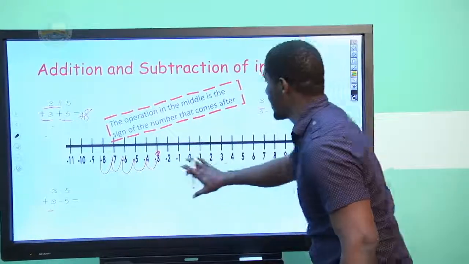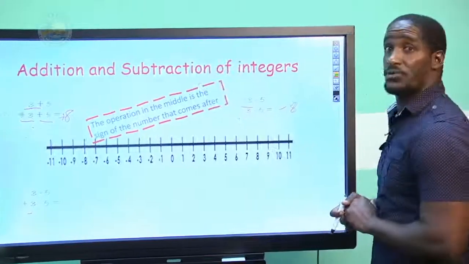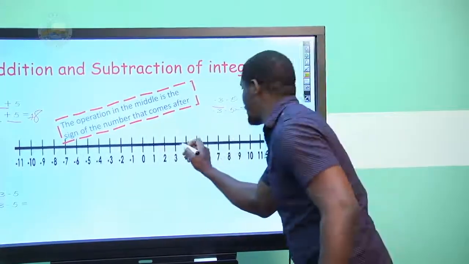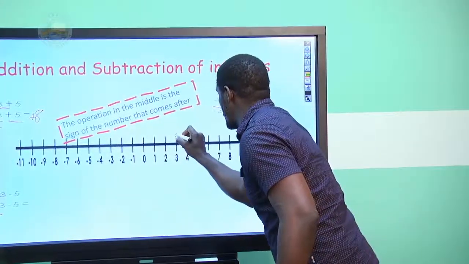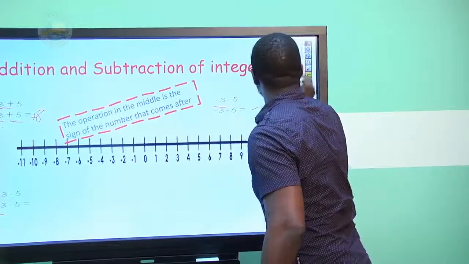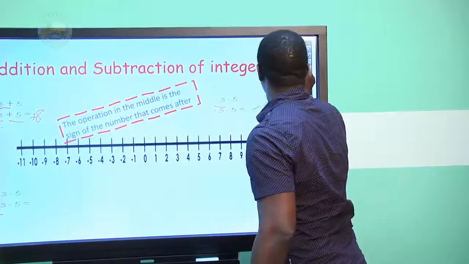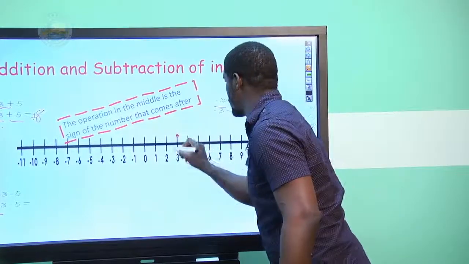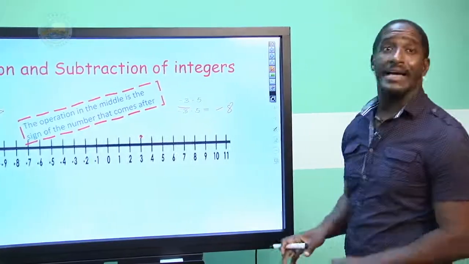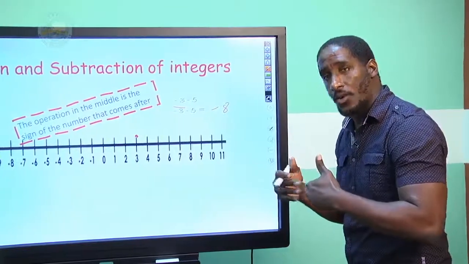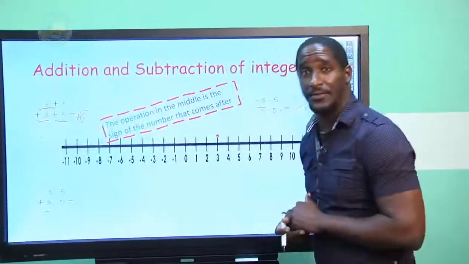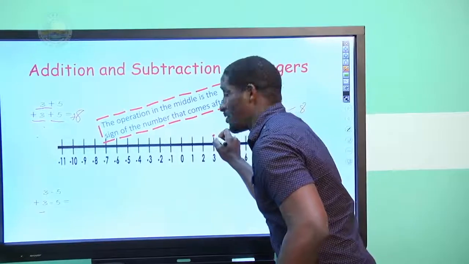For positive 3, negative 5, how do we work it? We start at positive 3, and we are subtracting 5, or it is positive 3, negative 5. So start at positive 3.